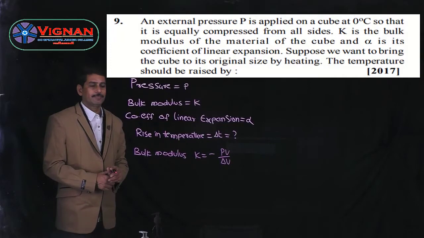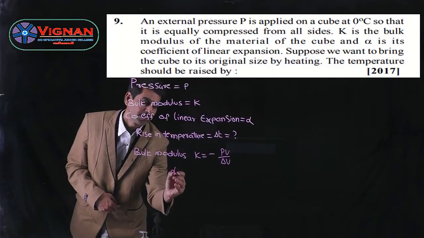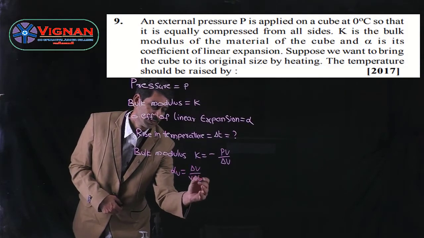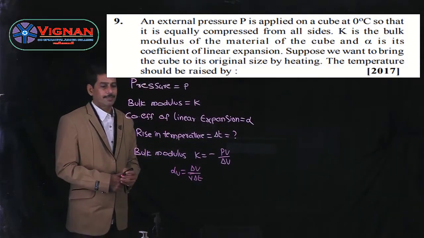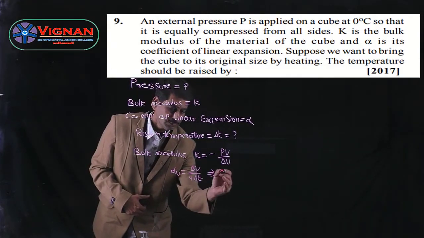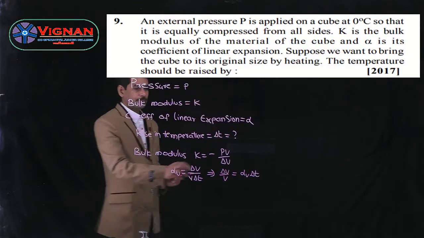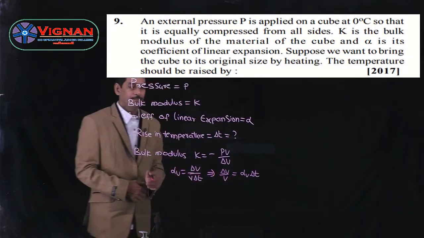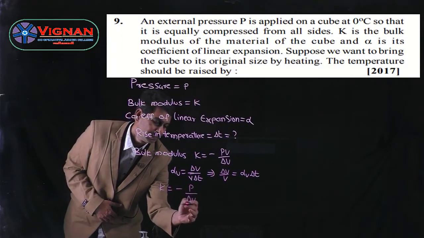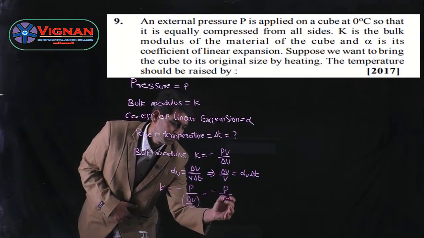And from the definition of coefficient of volume expansion, we know the coefficient of volume expansion alpha V is nothing but delta V by V into delta T. From this we get delta V by V is equal to alpha V into delta T. So bulk modulus K is equal to minus P by delta V by V, which is nothing but minus P by alpha V into delta T.